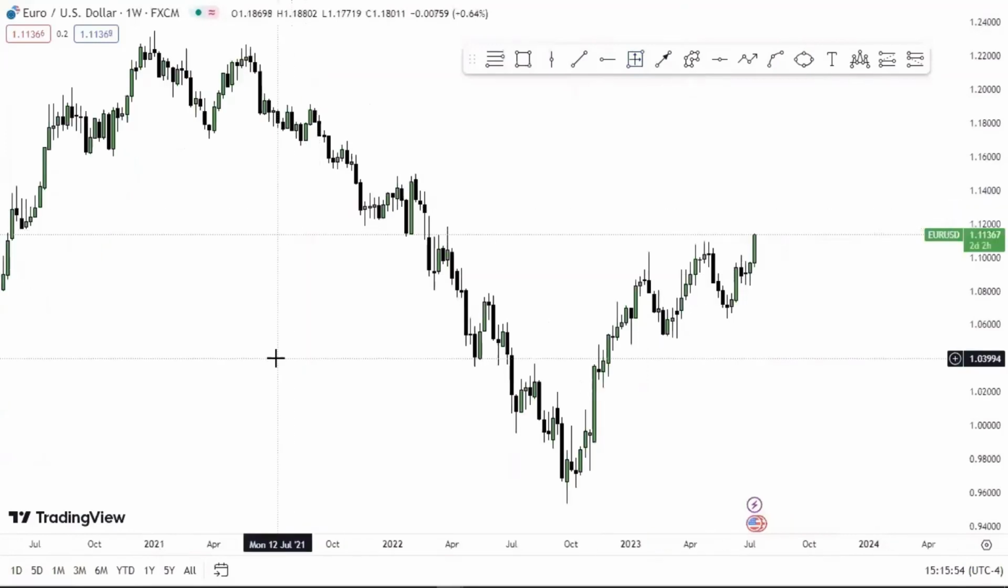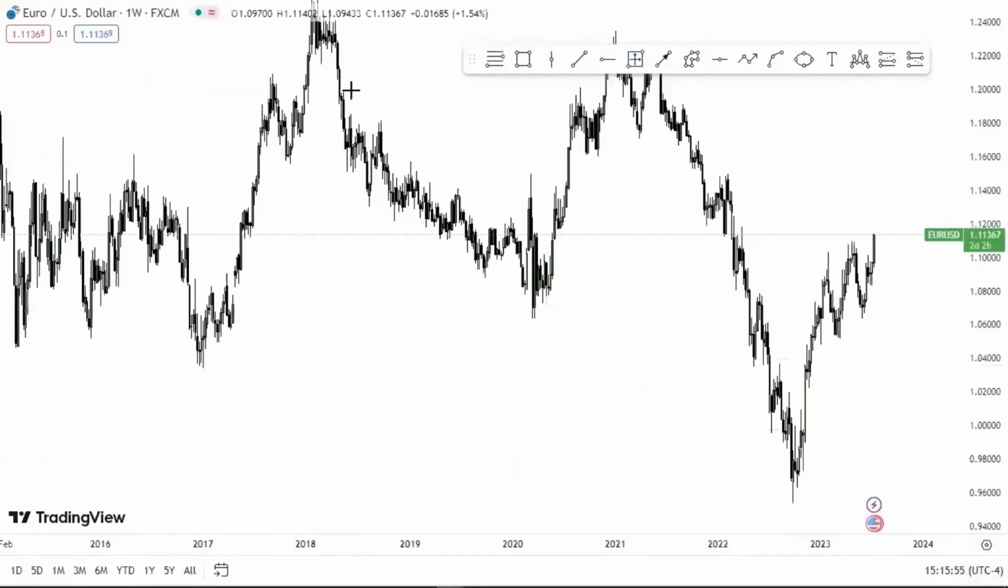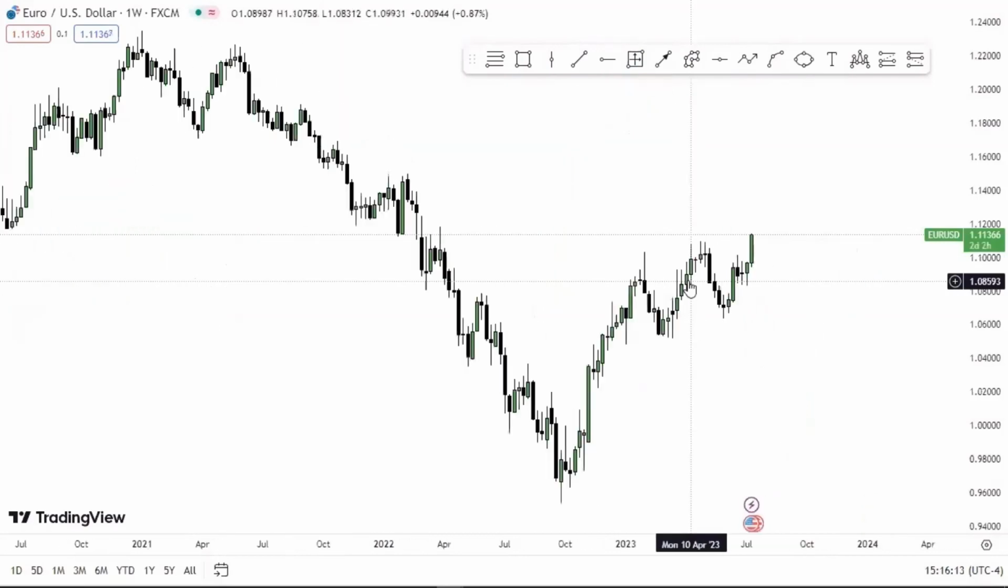So now to get to a level where you can easily interpret these charts and look for opportunities to trade, you must first of all learn how the candlesticks are formed.